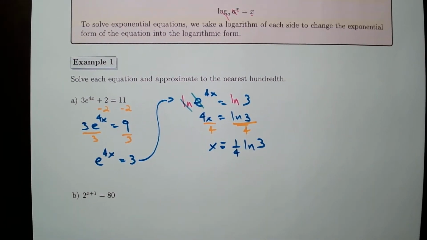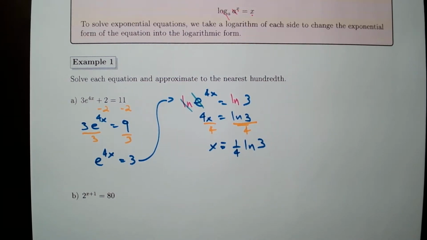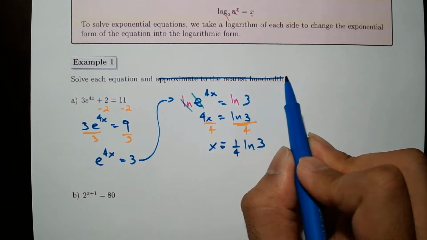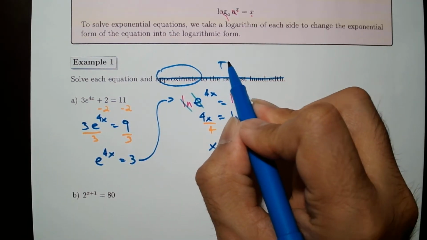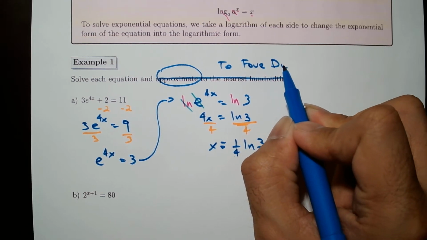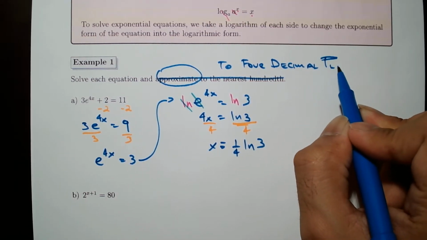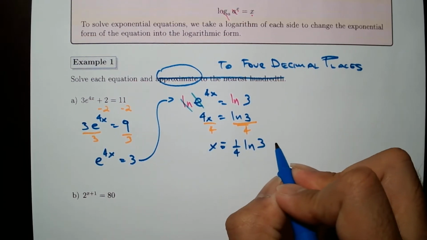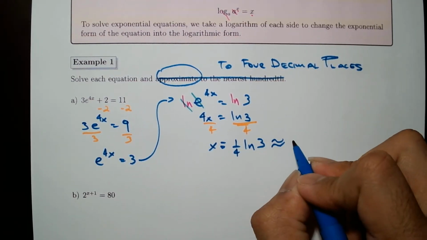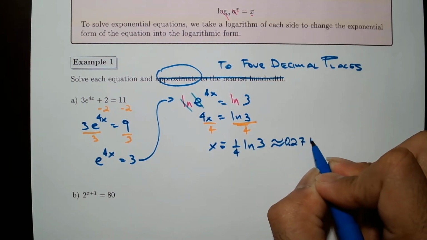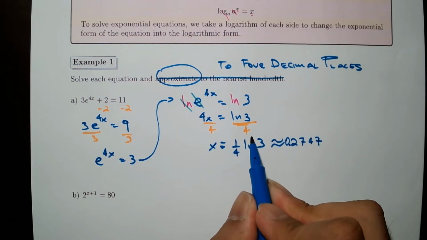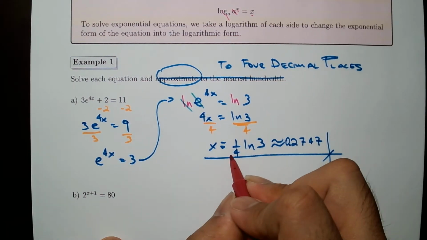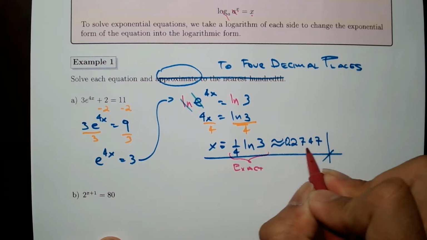All right? And depending on the instructions on your MATLAB or on the quiz or the exam, here I wrote approximate to the nearest 10. I'm going to change this and approximate to 4 decimal places. Okay, so I'm going to use a calculator. If you use a calculator, you should get approximately 0.2747. So when you do the homework, they will ask you for the exact and the approximate. So let's label them exact and approximate.